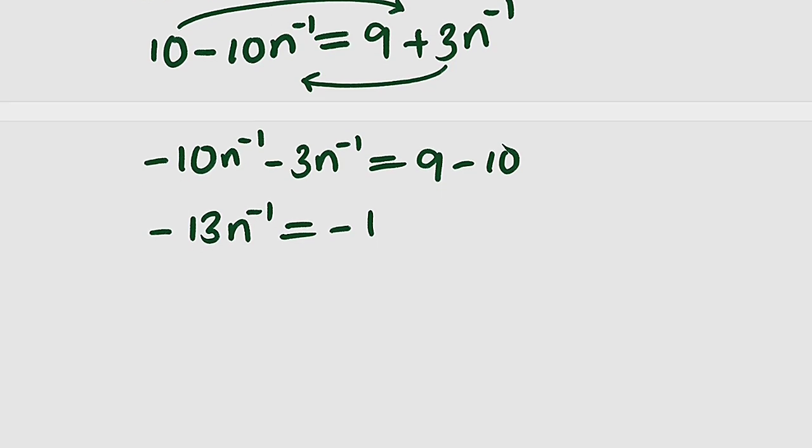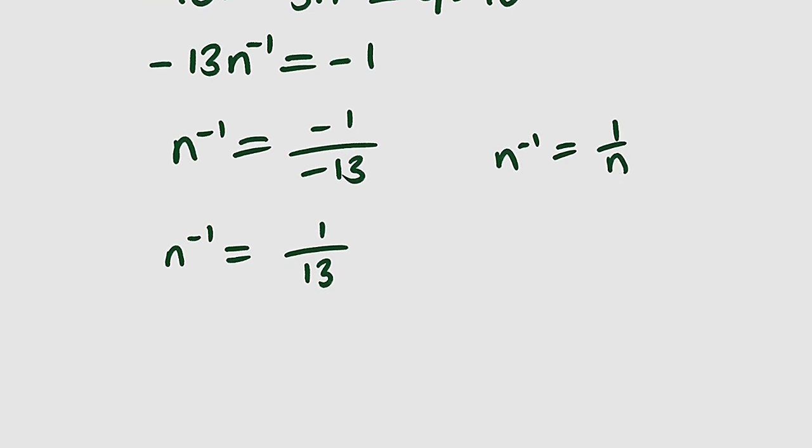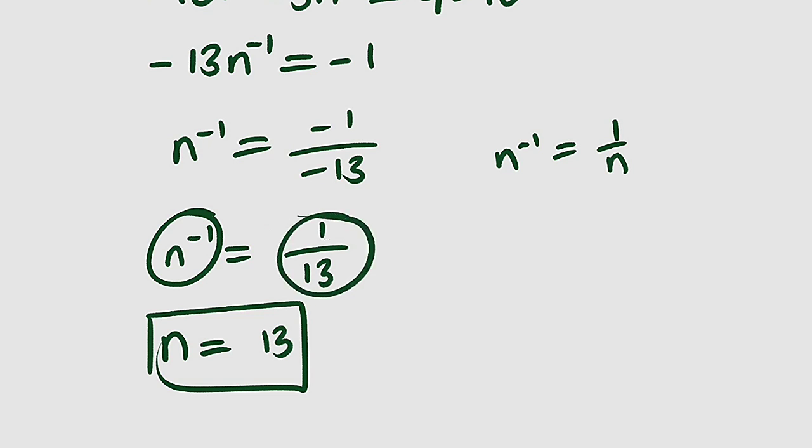1. Divide both sides by the coefficient of n to the negative 1. We have n to the negative 1 equal to minus 1 divided by minus 13, which means that n to the negative 1 is equal to positive 1 divided by 13. But remember, we are looking for n, not n to the negative 1. And n to the negative 1, remember, is the same thing as 1 divided by n. So by taking reciprocals of both sides, you have n equal to 13, right? Because 1 divided by n equal to 1 divided by 13, meaning that n is equal to 13.